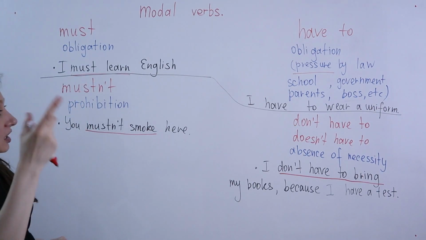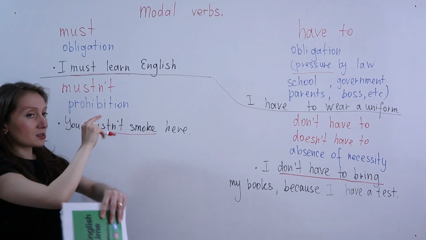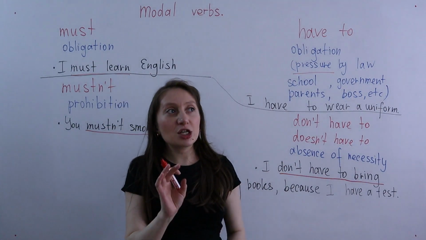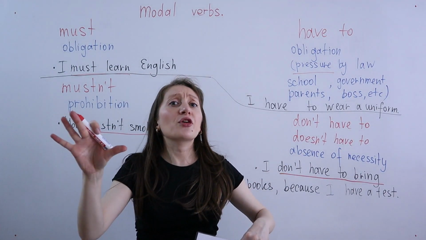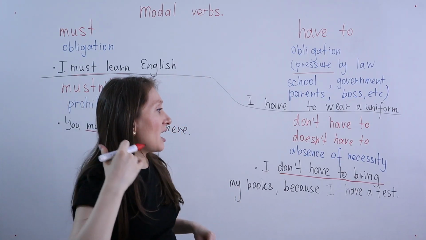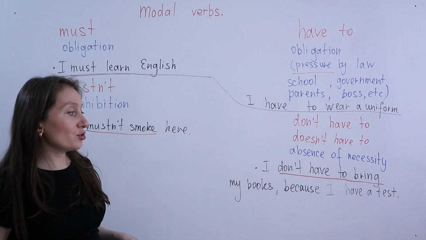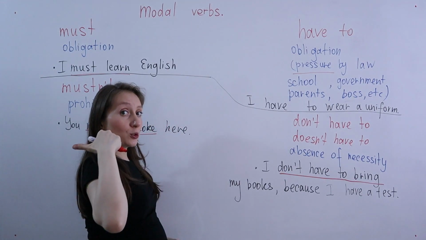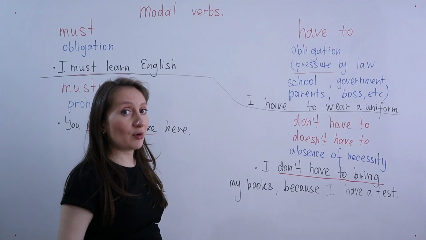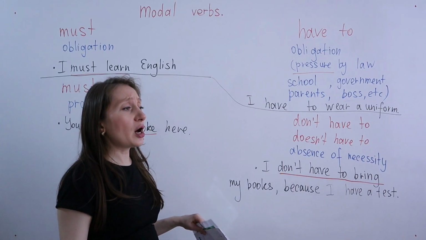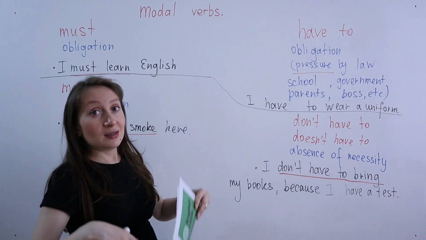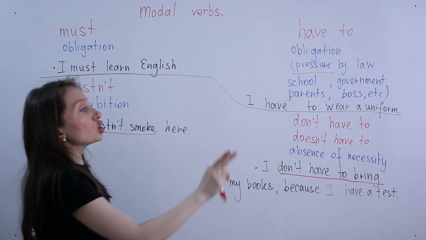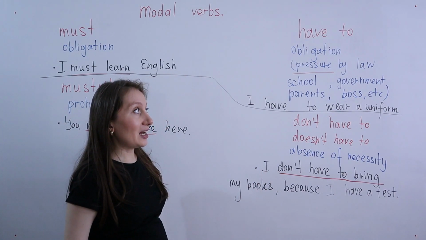So, actually, if you translate it in Turkish, prohibition means no, yasak. Here, absence of necessity. The translation is close to gerek yok. No need. Absence of necessity. I don't have to bring my books. She doesn't have to bring her books because she has a test, right? We don't have to do our homework. Tomorrow is Sunday, right? So, mustn't, don't have to, doesn't have to.